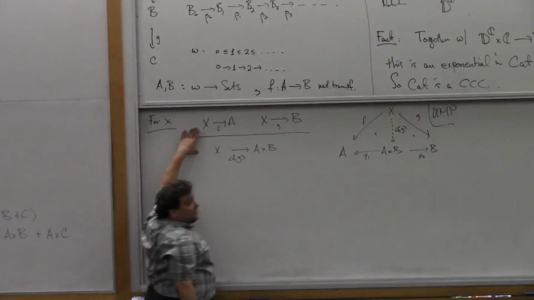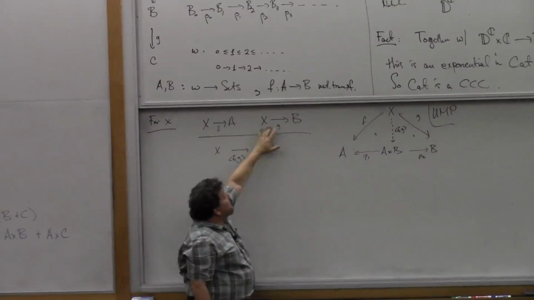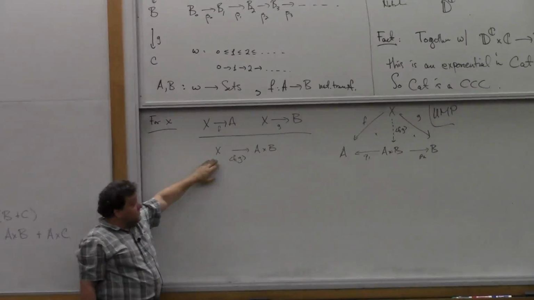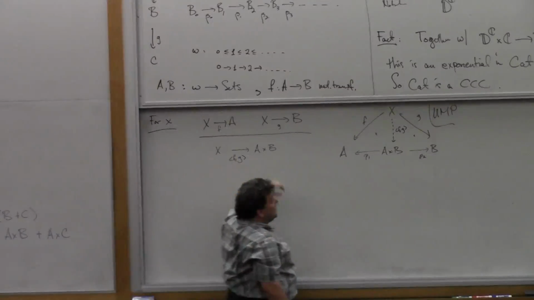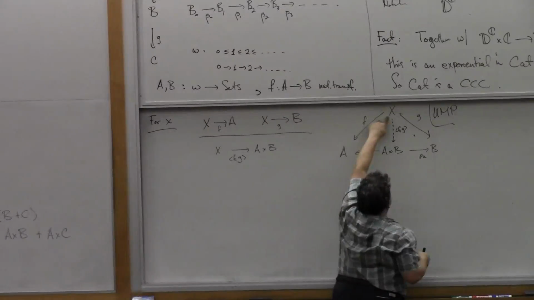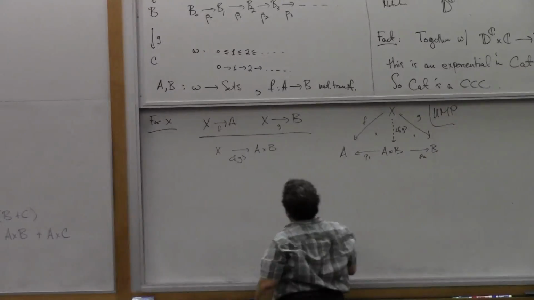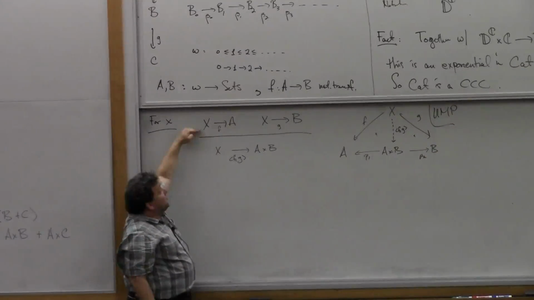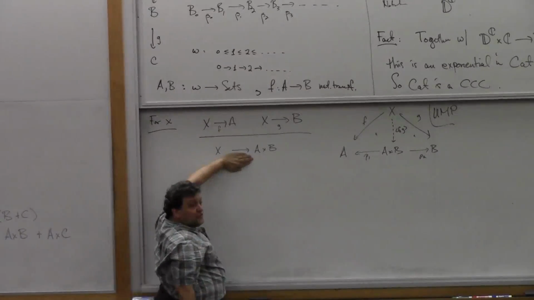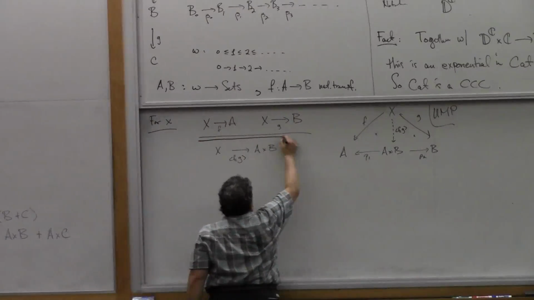How do you express it as a rule of inference? Well, you say, given these two guys, you can pair them up to get something like this. But moreover, given any map like this, some other map from X into the product, you can compose it once with P1 to get a map from X to A, and once with P2 to get a map from X to B. So this rule of inference goes both ways. You can take something of this form, take its two projections, and get a pair of things like that.